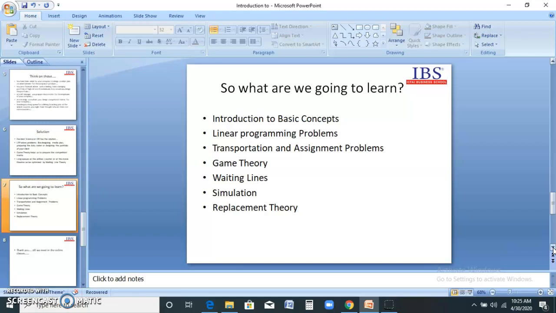So what are we going to learn in this course? We will start with the introduction to basic concepts. We will then move on to linear programming problems, then to transportation and assignment problems. Then we will talk about game theory, waiting lines, simulation, and replacement theory.